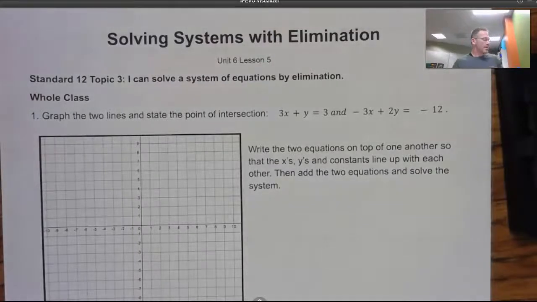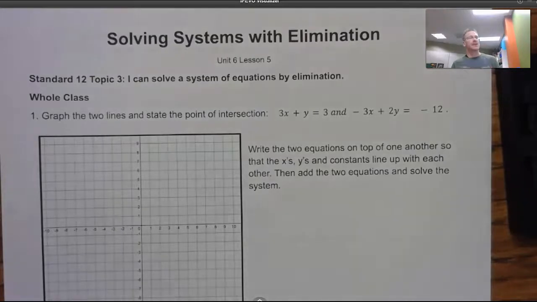All right, so another day, more systems of equations. Now, we're going to learn a second algebraic method to solving systems of equations. This one is a little bit cleaner in the fact that we won't have to necessarily solve for x or y, and you'll see that in just a moment.